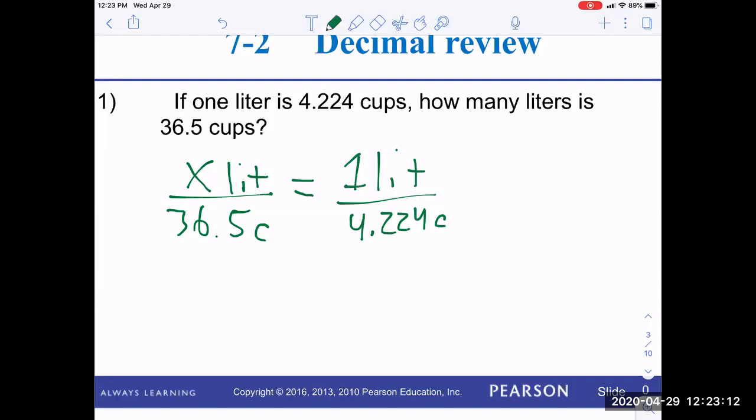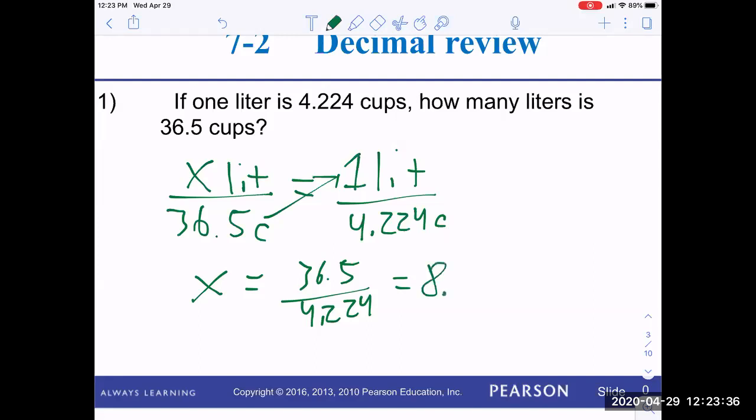So all I have to do is the cross multiplication. So my x number of liters is 36.5 over 4.224 cups. And we got 8.64. And it's liters because that's what the units on x were. Okay, does it make sense? I got 1 for 4 cups. I'm going up to 36, so it should be around 9.